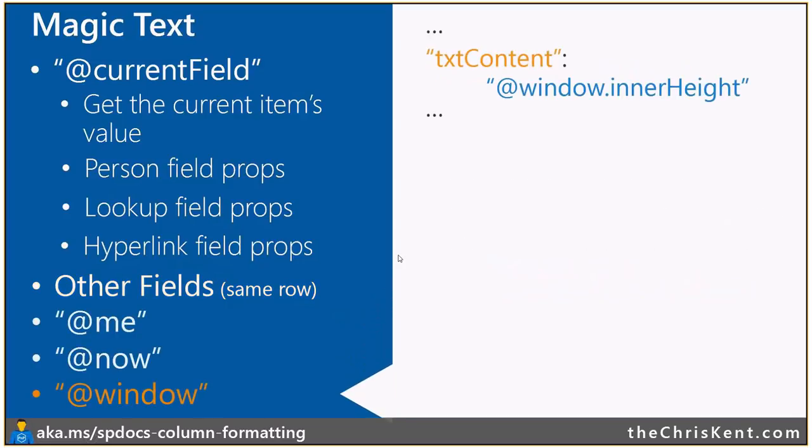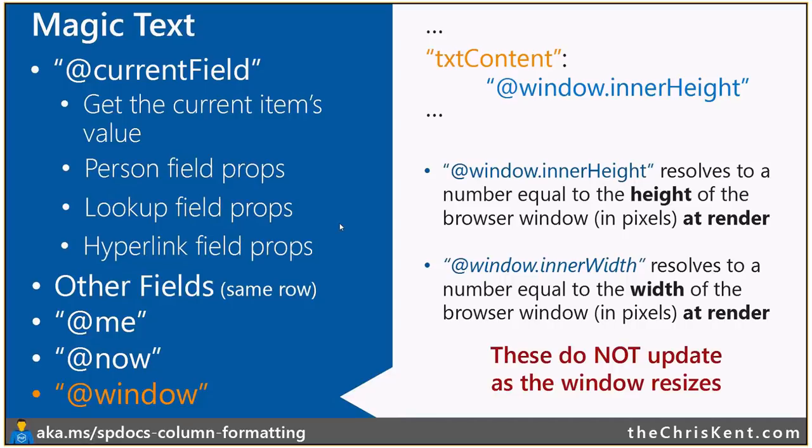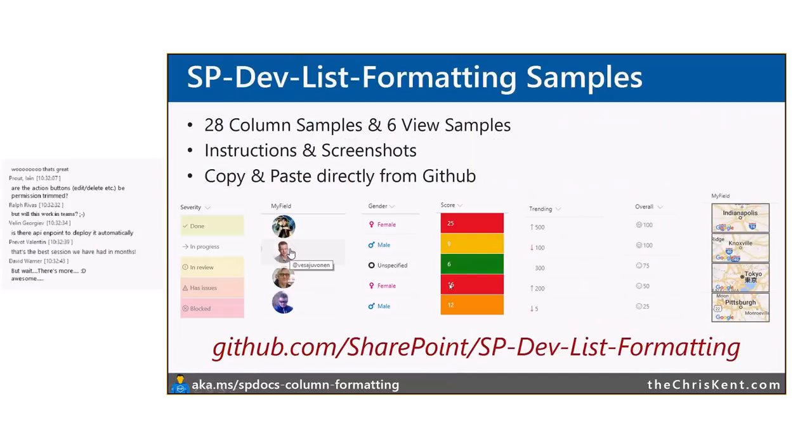And the last thing, this is one that's just been kind of silently added as well. You get these two new contextual properties, or magic text, right? You get the window's inner height and inner width at the time of render. So these don't consistently update, right? So they don't help a ton with responsive design. But as you're taking over a whole page for view formatting, you're going to find these are pretty helpful.